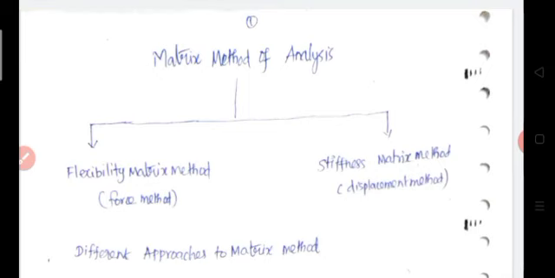The flexibility matrix method is also called the force method, or the compatibility method. Why is it called the compatibility method? We have to use a compatibility equation to analyze the structure, to determine the unknown forces. The stiffness matrix method is also called the displacement method or equilibrium method. What is called the equilibrium method? With the help of equilibrium equations, we can analyze the structure, that means we can find out the joint displacements. Therefore it is called the equilibrium method.